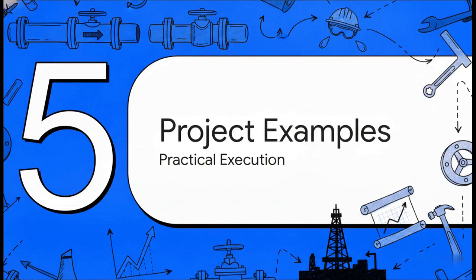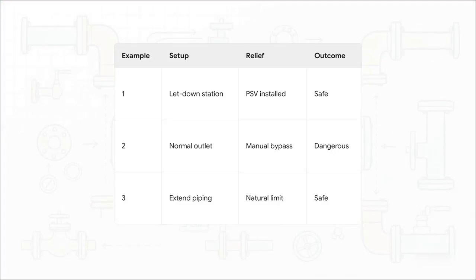Let's take all this theory and look at practical execution. Let's methodically analyze 3 field-style examples to see exactly how this plays out in EPC design. Example 1. We have a utility letdown station, dropping high-pressure steam from 40 bar to 10 bar. Downstream, there is a properly sized PSV set just above the 10 bar design limit, installed directly before the spec breakpoint. The outcome? It is completely safe.